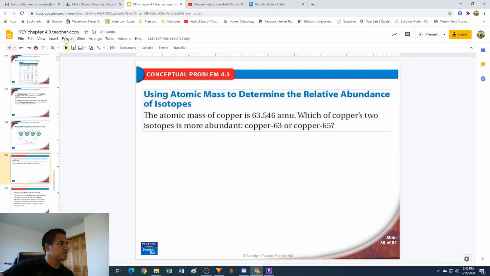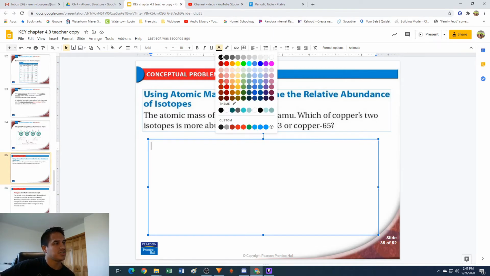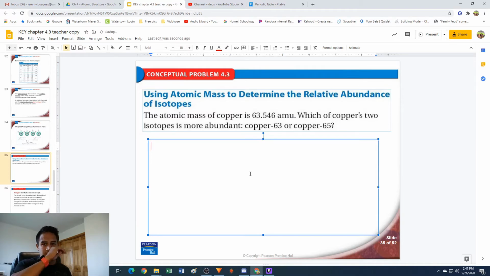So, all right, let's take a look at another practice problem here. Again, let's delete this picture. And I think this is the last one. So it says, the atomic mass of copper is 63.546 AMU. Which of copper's 2 isotopes is more abundant, copper 63 or copper 65? Now this one, we actually don't even need to do any math to solve this, because all we're going to do is look at the average.